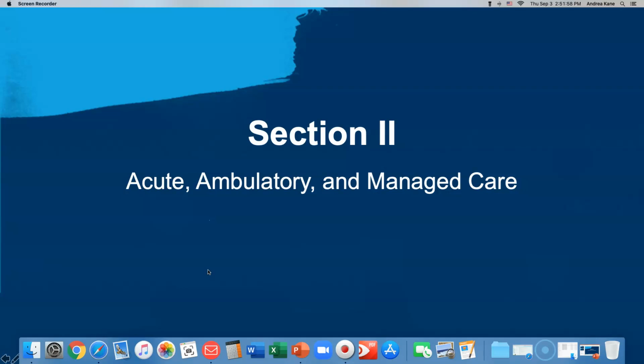We are now on Chapter 4, which is week 4 for us, and it's all about managed care. There is managed care in the acute world, there's managed care in the ambulatory world, and basically there's managed care everywhere you can possibly imagine. So let's talk about what that means for comparative records.